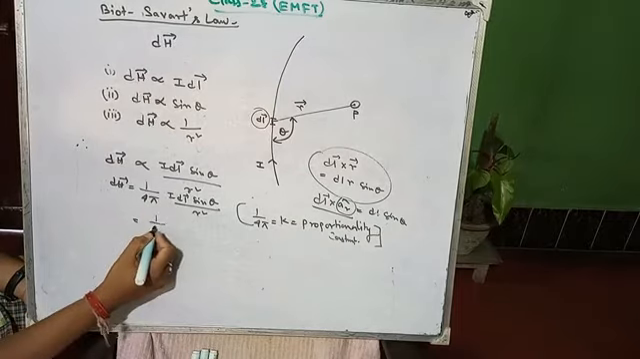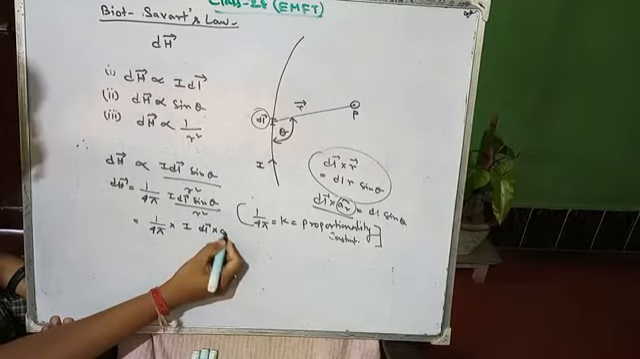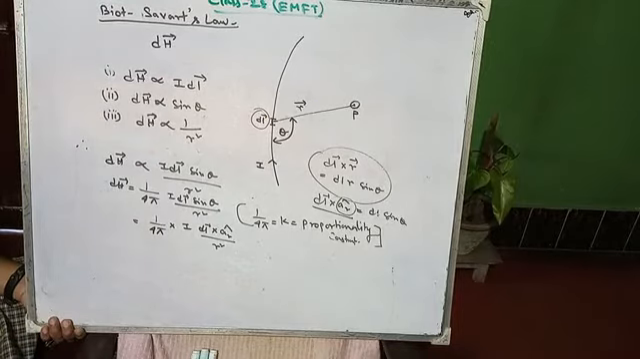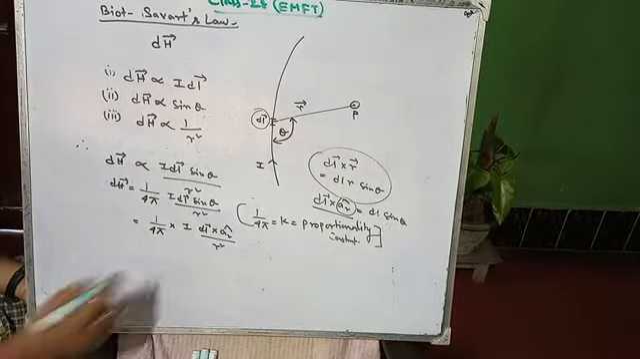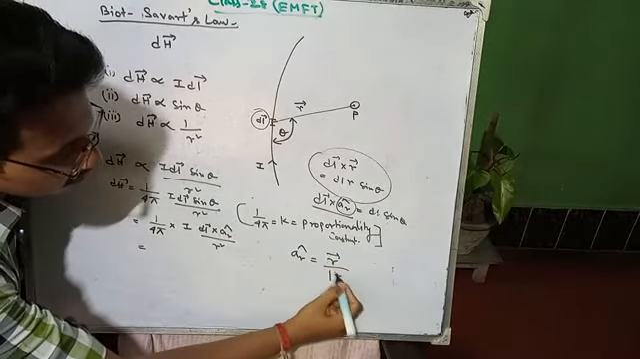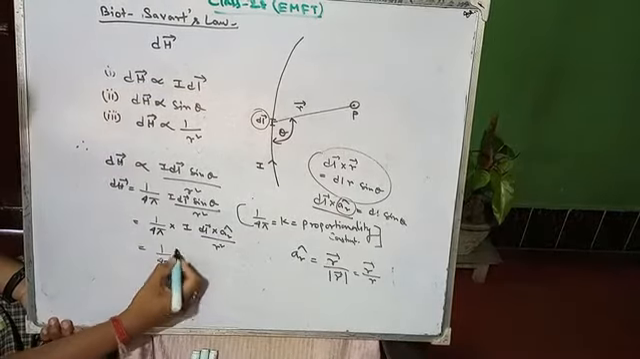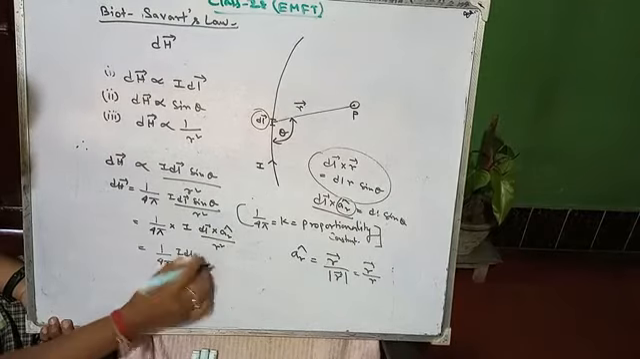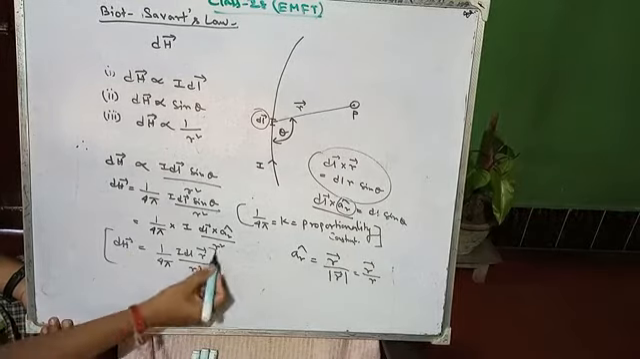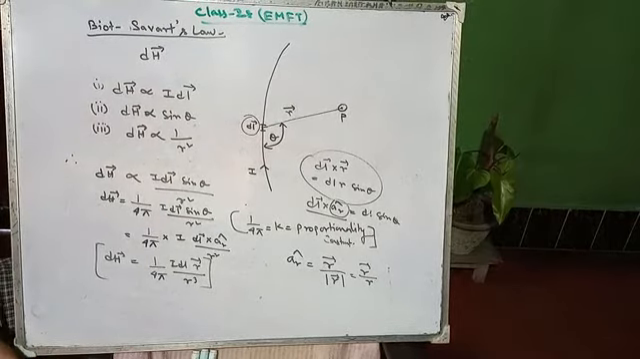So here we can replace this concept: 1 by 4 pi I dl cross ar cap divided by r square. Again we can replace this ar vector with r vector divided by modulus of r, that means r vector by r only. So dH equals 1 by 4 pi I dl cross r vector by r cube. This is the final expression for the magnetic field intensity.